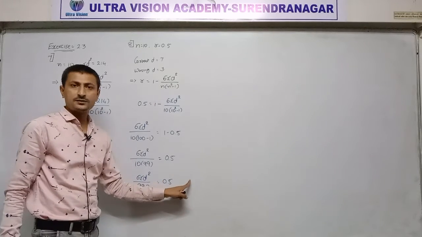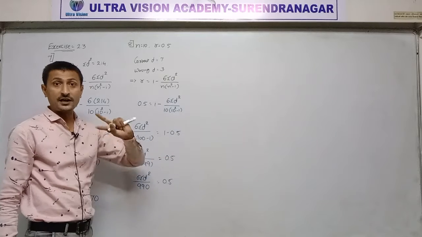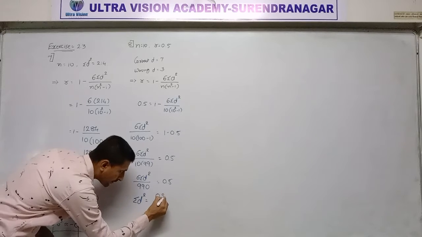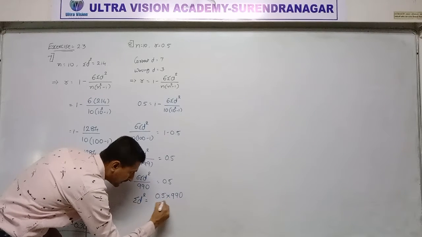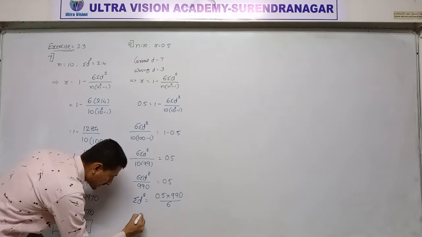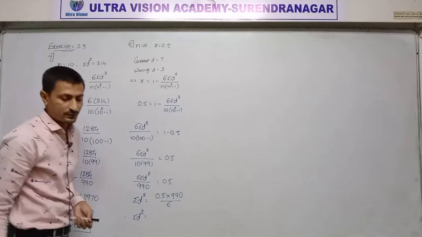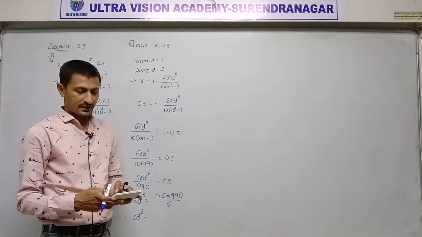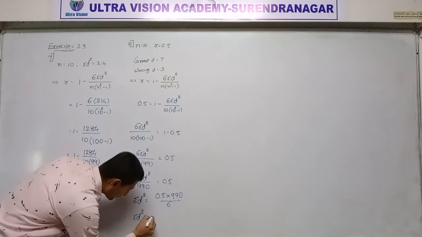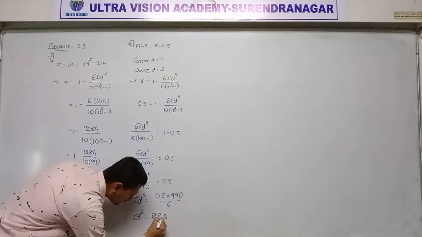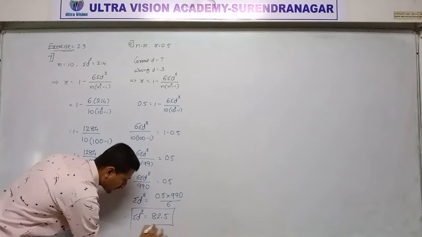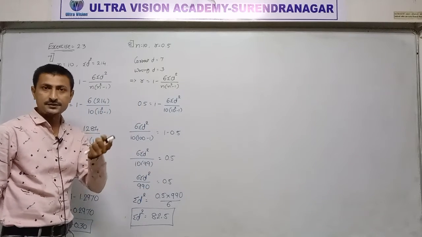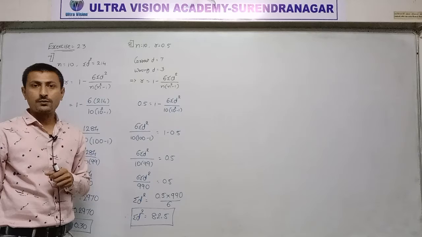Okay, now take the inverse: numerator and denominator interchange. Sigma d square is equal to 0.5 into 990 divided by 6. Therefore, sigma d square is equal to, check it, 0.5 into 990 divided by 6. Sigma d square is 82.5. Okay, the sum of square of differences, sigma d square, is found. Now next, the corrected rank correlation coefficient.